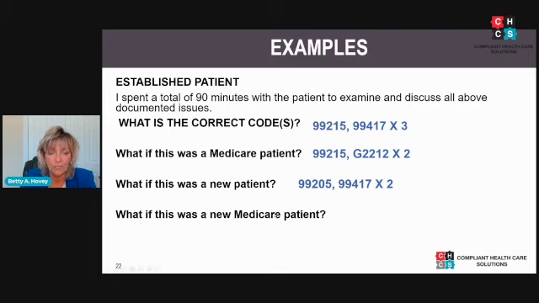And then if it's a new patient that's Medicare, we would have 99205 and G2212, which is 1 unit. Again, stepping down from a non-Medicare patient because of how they count it. I was just trying to put one example where we could use varying different things: new, established, Medicare, and non-Medicare, where you could completely see how it changes over and over.